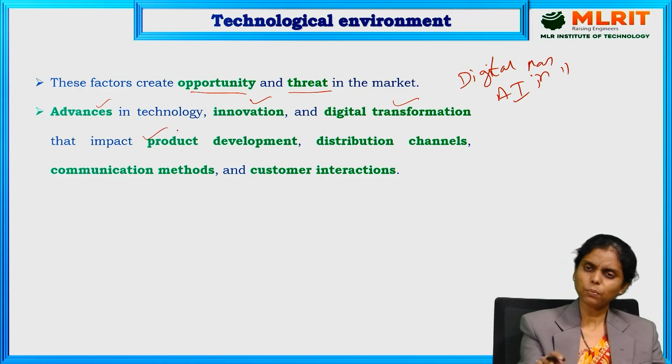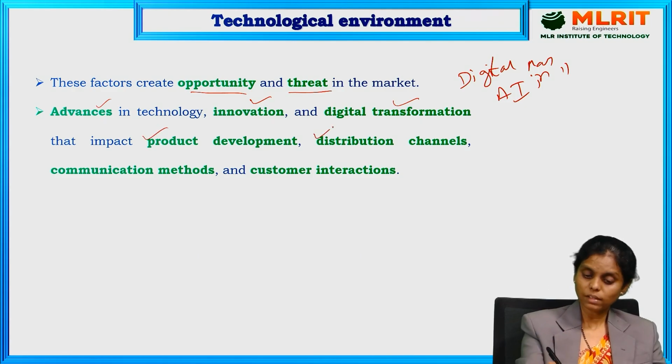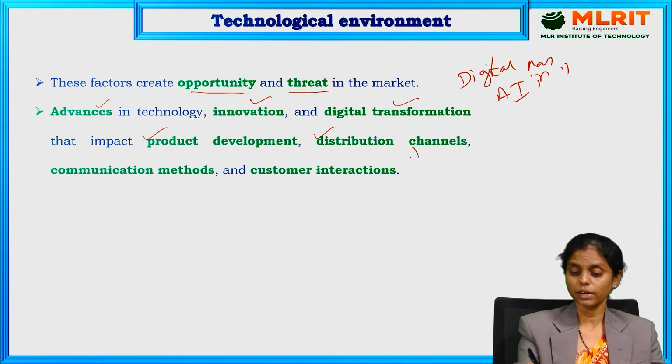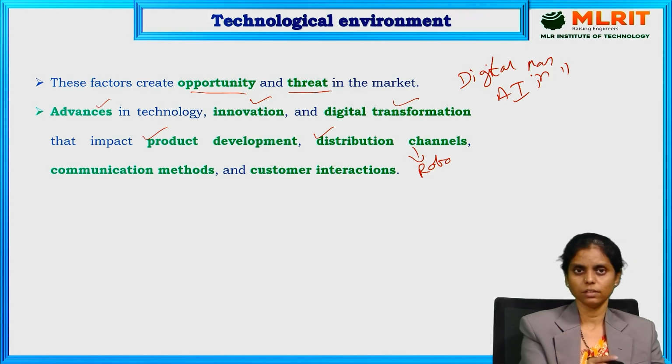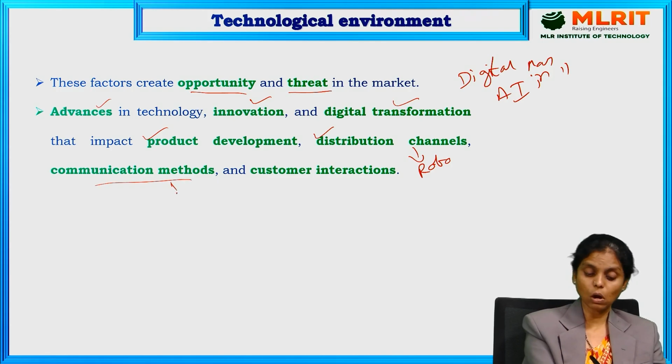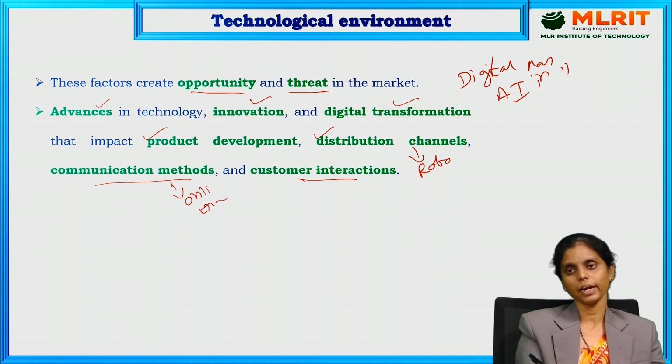So why we need to consider all these elements while developing a product as well as the distribution of a product. Now robotic technology, robots have been used in order to distribute that product. So all such types of elements are important to analyze. Communication methods, how to communicate, whether we will go with online methods or traditional or conventional methods, and how we can interact with the customers.